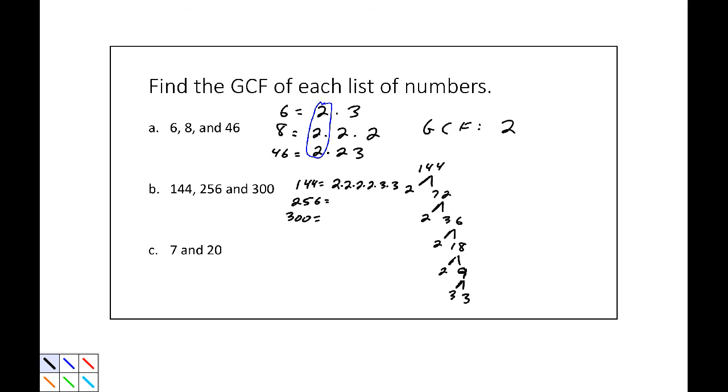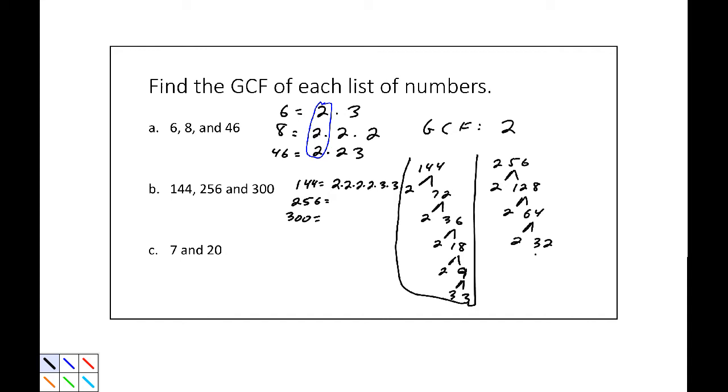All right, 256. That's also even, so that would be 2 times 128, which is 2 times 64, which is 2 times 32, which is 2 times 16, which is 2 times 8, which is 2 times 4, which is 2 times 2. That is 1, 2, 3, 4, 5, 6, 7, 8 2's.